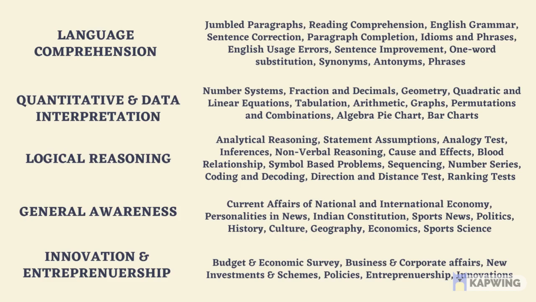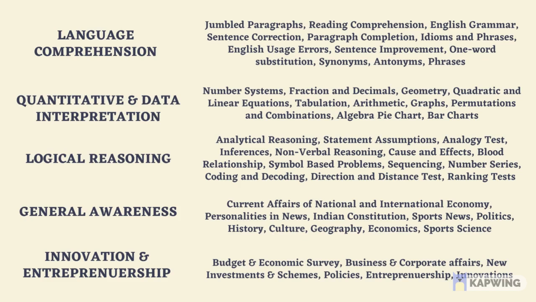For quantitative and data interpretation, a lot of questions are formed from arithmetic and linear equations. So that forms an important topic. Apart from that, number systems is also an important topic. Then we do have a couple of questions from geometry and permutation, combination, probability. Then coming to the logical reasoning section, there are a variety of topics that are covered. There is blood relation, number series, sequencing, cause and effect relations, analogies, analytical reasoning, assumptions, and many more.